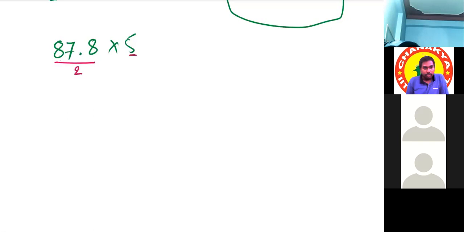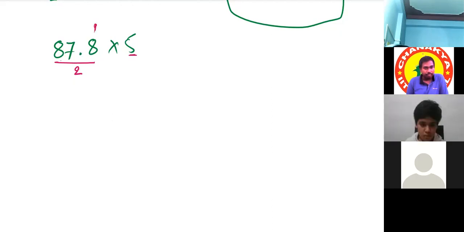See, if there is no remainder, we have to write a 0. If there is one remainder, we have to write 5. 2 4s are 8. Then 2 3s are 6 and 1 remainder, right? Don't ignore this decimal point as of now. Ignore this decimal point. So 1 remainder, it will be 18, right?